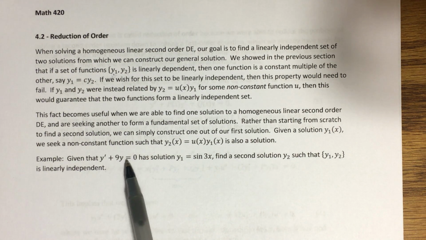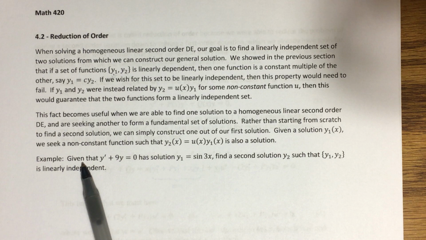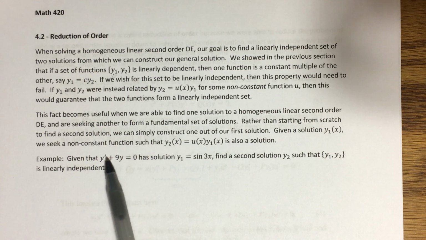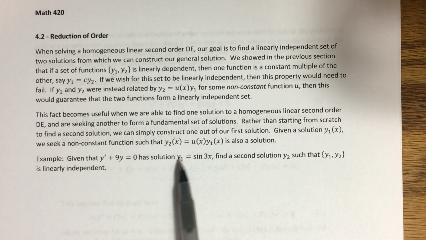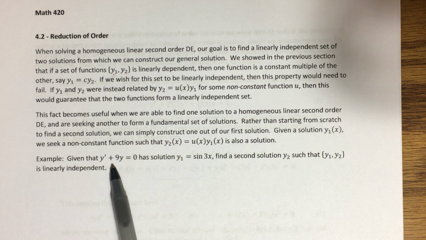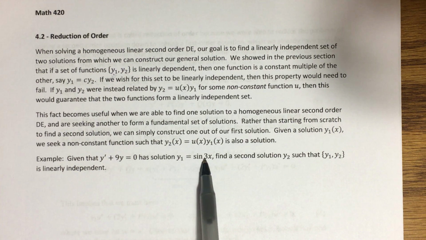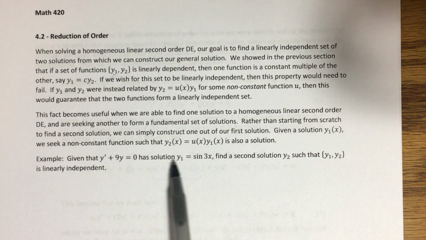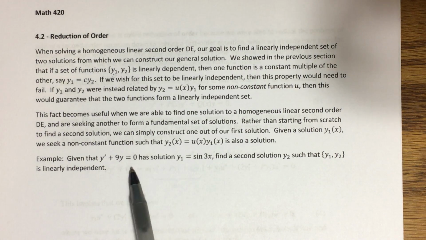Let's try this with a problem. So let's suppose that we have this DE, y double prime plus 9y equals 0. And we're also given a solution, y1 equals sine of 3x. In section 4.3, we'll talk about how we could come up with this solution. But right now, we don't know how we would have found this. So we're just going to take for granted that we know a solution to this.